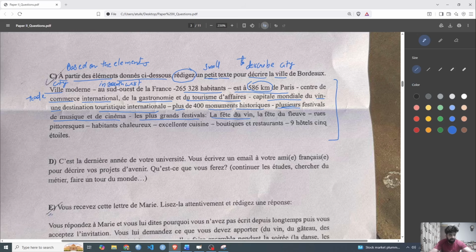Then it says "la Fête du Fleuve." So basically the festival, and the fleuve is your river. So it means river. So your river festival also takes place here. "Rues piétonnes." So basically rue is used for talking about streets. So streets.